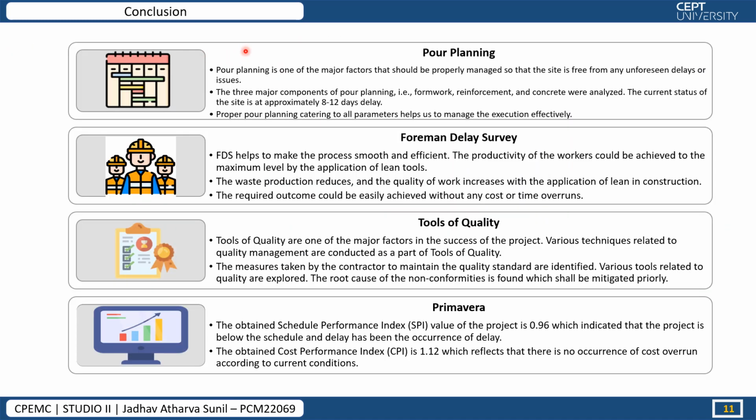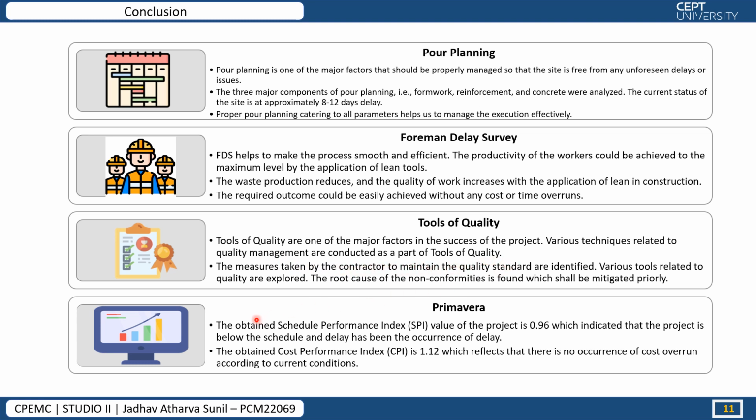To the conclusion part, poor planning is one of the major factors that should be properly managed so that the site is free from unforeseen delays or issues. Proper planning catering to all parameters helps us to manage execution effectively. Informant delay survey helps to make the process smooth and efficient. The productivity of the worker will be achieved to maximum level by the application of lean tools. Tools of quality are one of the major factors in the success of the project. Various techniques related to quality management are conducted as a part of tools of quality.